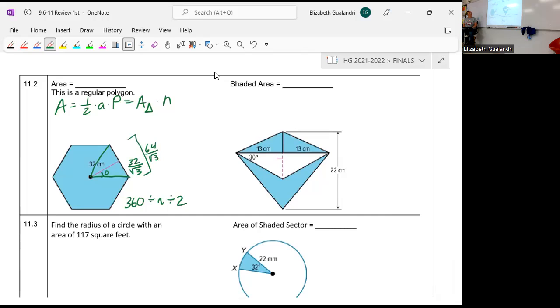And then to solve, the area of the triangle would be 1/2 times the base of the triangle, that's that 64 over root 3, times the height of the triangle, that's that 32. And then I do all of that times the number of triangles, which in this case would have been 6. And then if you solve that, you would get 547.2.